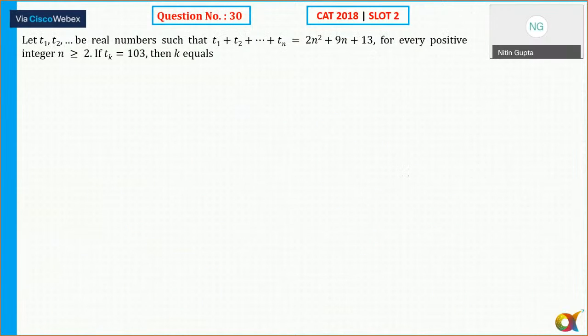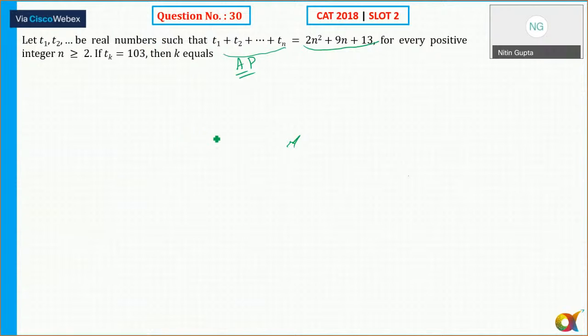Question number 30. Okay. Now it says the sum of these n numbers is 2n square plus 9n plus 13. And in class I told you, if the sum of any series is a quadratic, what is this for? Arithmetic progression. Do you remember? Whenever there is a sum of n terms of any arithmetic progression, it is always a quadratic equation, whereas the nth term is always a linear equation. So this T1, T2 form a series of AP here.